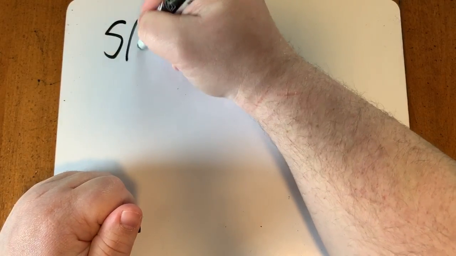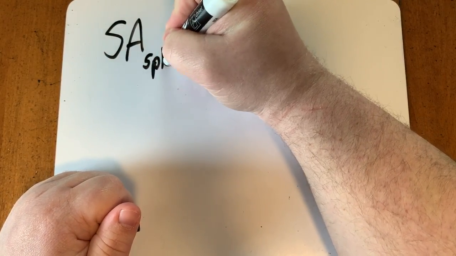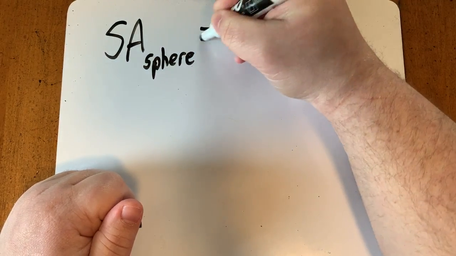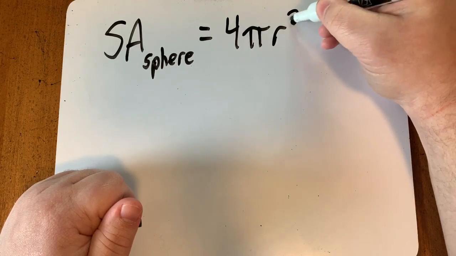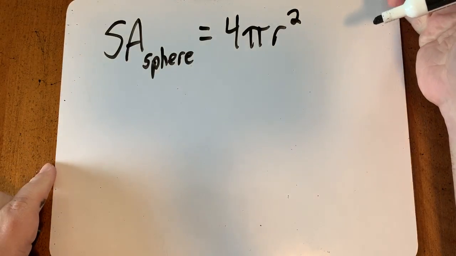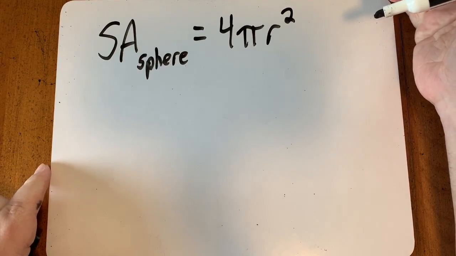So that gives us our surface area formula for a sphere. The surface area for a sphere is 4 times the area of a great circle, 4 pi r squared. All right?